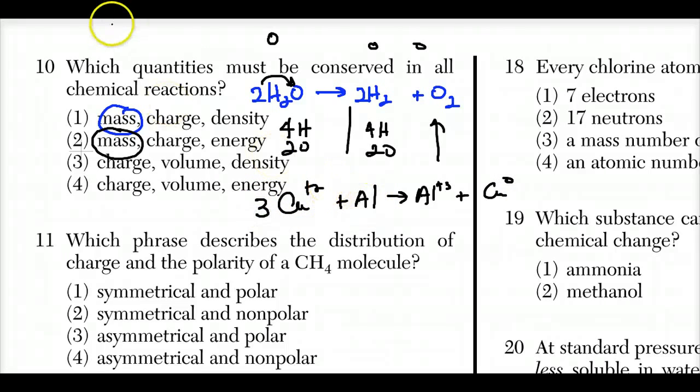3 of these, okay? You needed 2 of these and 3 of these, and we balance. 3 times 2 is plus 6 on this side. This side is 2 times plus 3 is plus 6. We balance the charge as well. And energy is always conserved in chemical reactions, so that's why 2 is the best answer.